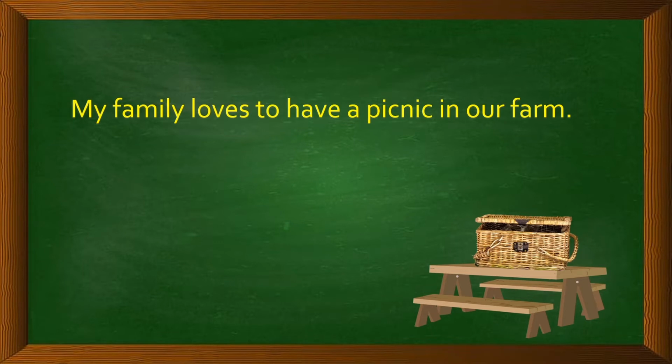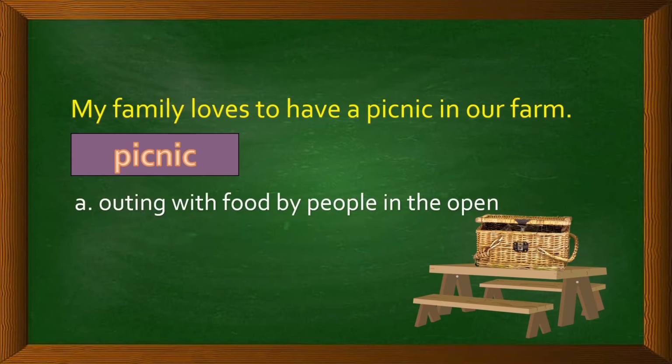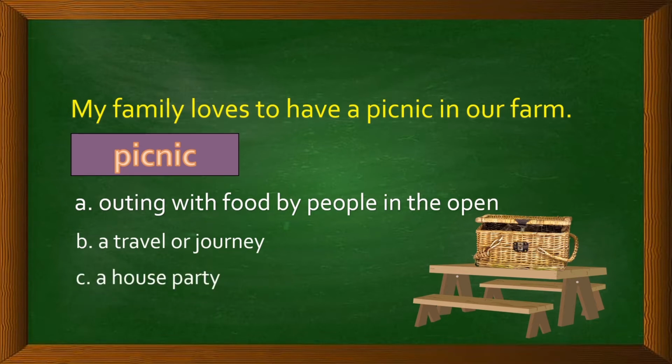Sentence number 3. My family loves to have a picnic in our farm. The word is picnic. Letter A. Outing with food by people in the open. Letter B. A travel or journey. Letter C. A house party. The correct answer is letter A. Outing with food by people in the open.